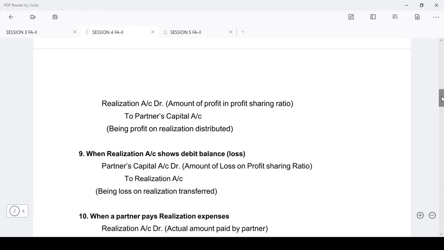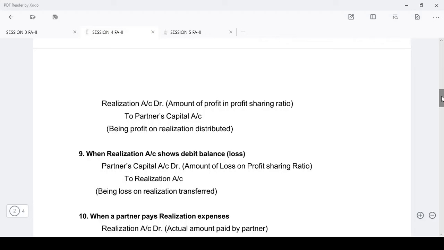If we have a realization loss, that is entry number 9, when realization account shows a debit balance, then the entry would be the reverse of entry number 8. Look at entry number 9: partners capital account debit to realization account. So if there is a realization loss, this loss is to be transferred to all the partners' capital accounts in their profit sharing ratio.